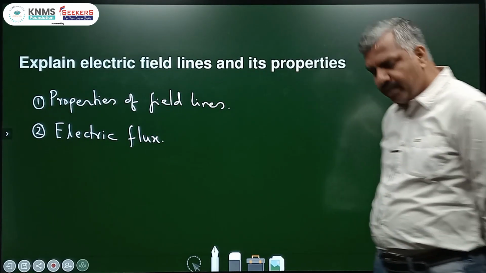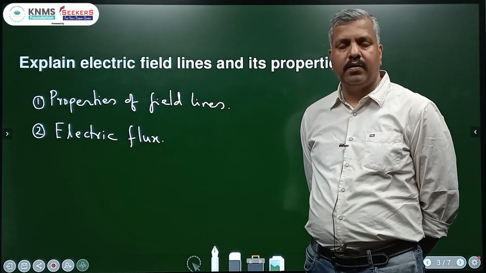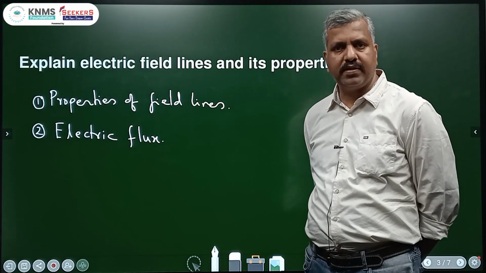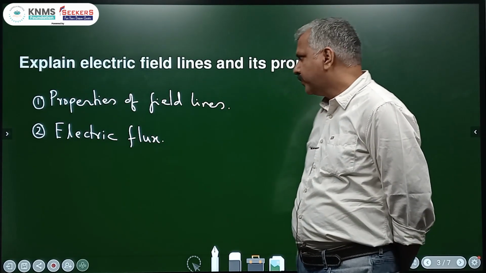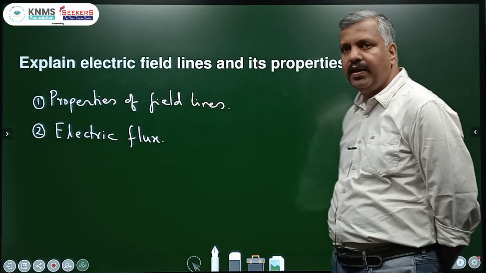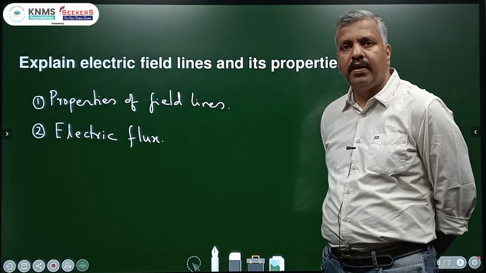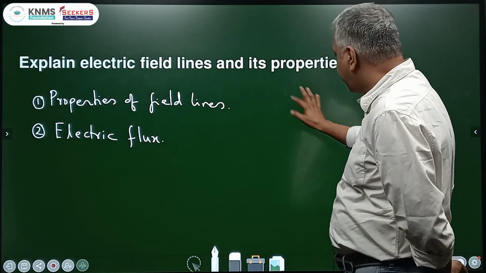So let's move ahead. The next important concept for you all is to understand properties of electric field lines, and we will also discuss electric flux in this particular video. Like I told you before, field lines are imaginary lines so drawn that the tangent to them gives the direction of force on a positive charge placed at that point.